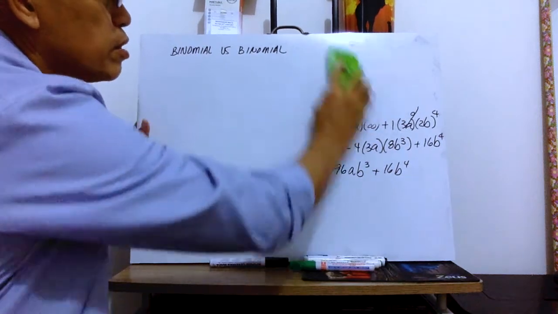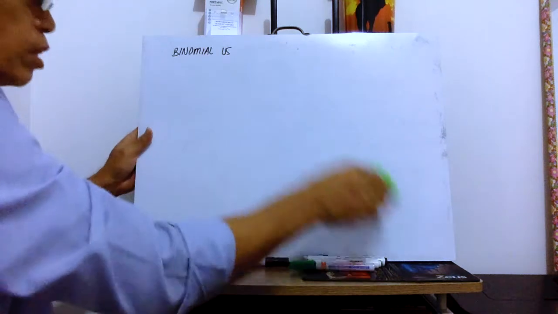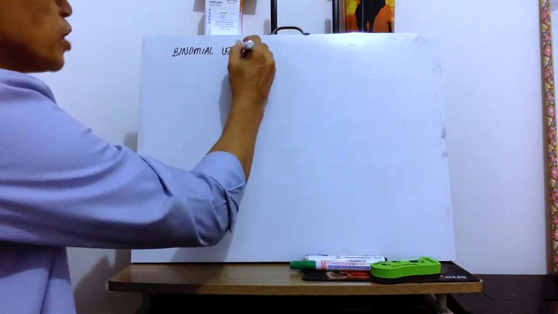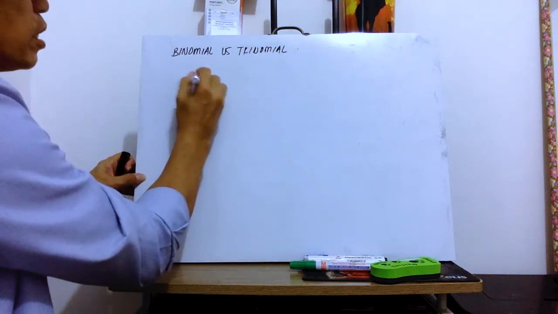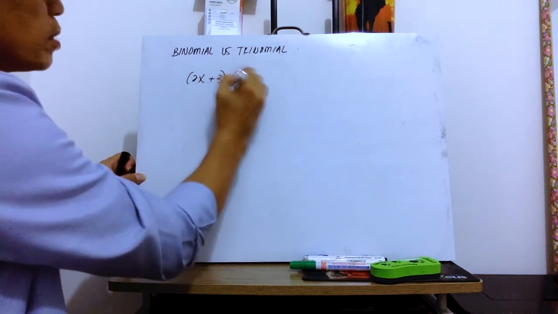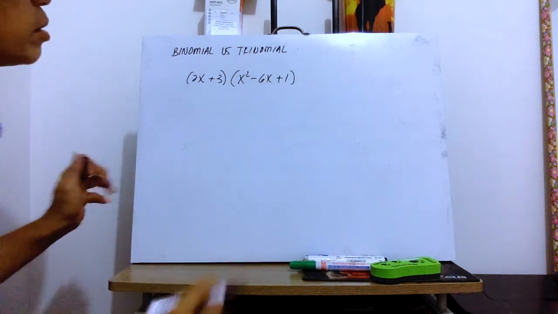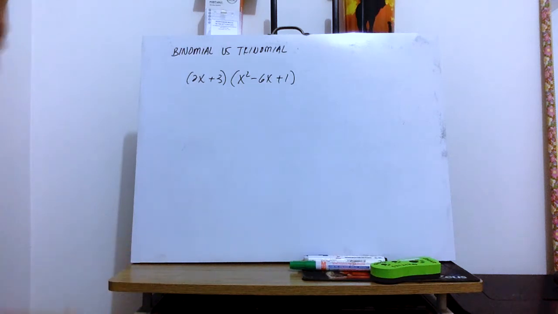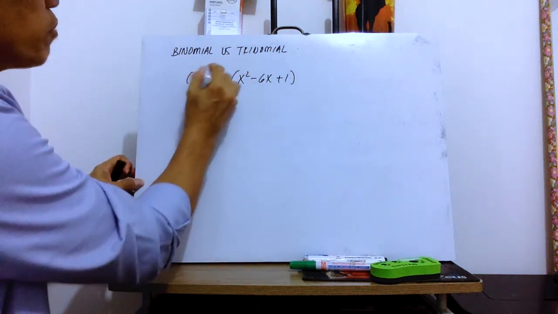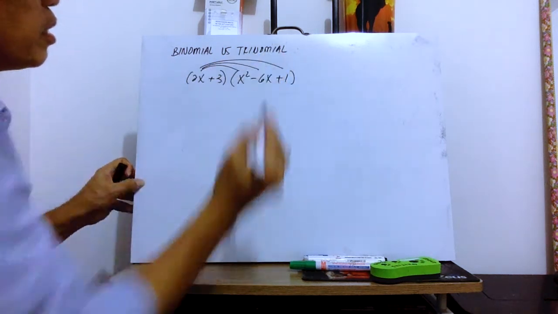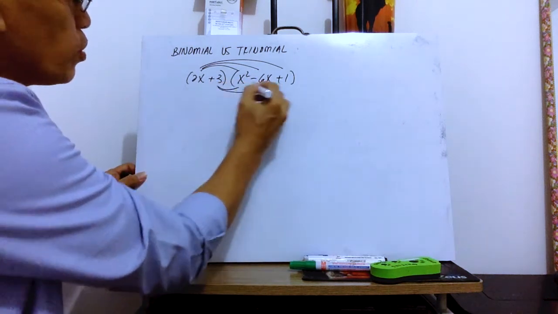So remember, special multiplication of binomials. Okay. Now, if it's binomial versus trinomial, let's say 2x plus 3, and then x squared minus 6x plus 1. It's like doing the FOIL method, okay? You distribute this one, but it's really not the FOIL method. Distribute the first term to all the 3 terms on the trinomial, and then distribute the second term to all 3 again.